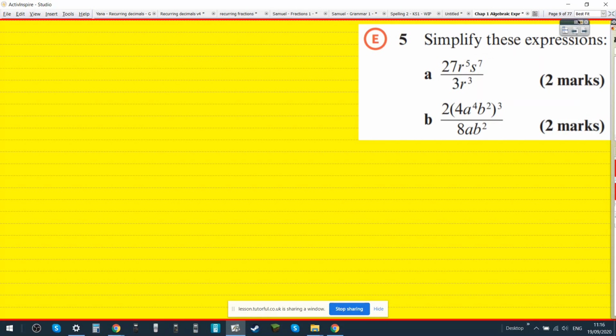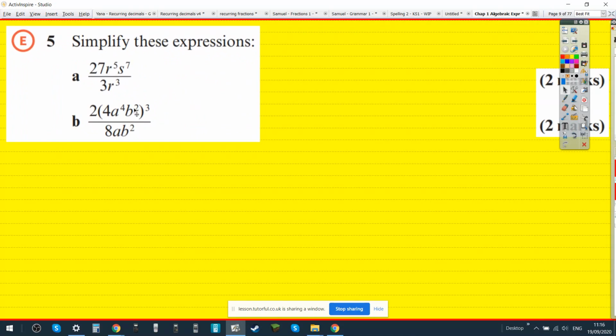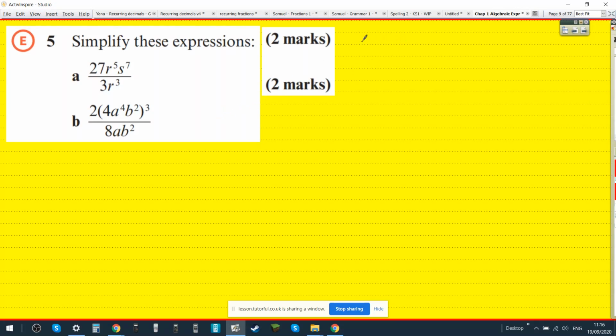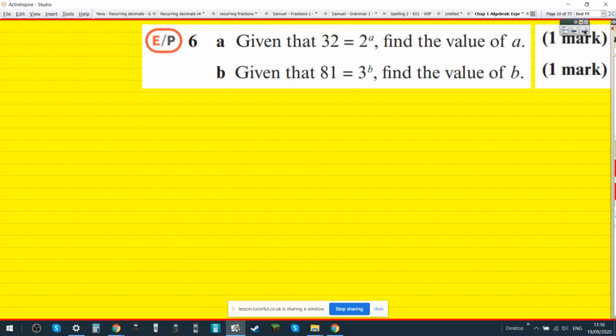Okay, exam questions. Let me just move this over. Let's try question A. So 27 divided by 3 is 9. And then 5 minus 3 is 2, so it'd be r to the 2. And then s to the 7. Yes. Let me just see something for a second. How about these ones?